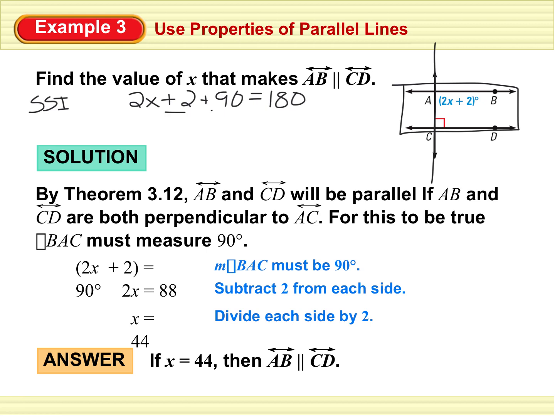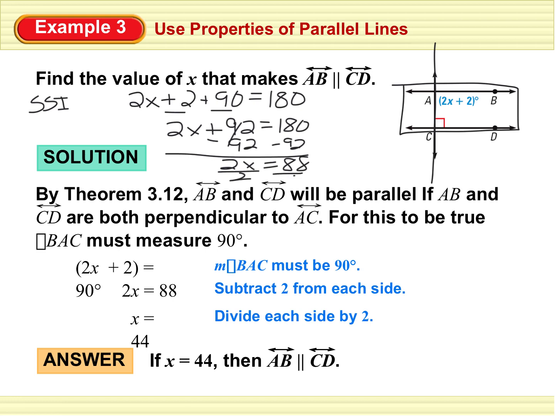Add like terms. Yep, add like terms. So we have 2x plus 92 equal to 180. Minus 92. Yep, subtract 92 on both sides. 88. You do get 88. 2x equals 88. Last step. Divide by 2. What do we get for x? X equals 44. Nice job.